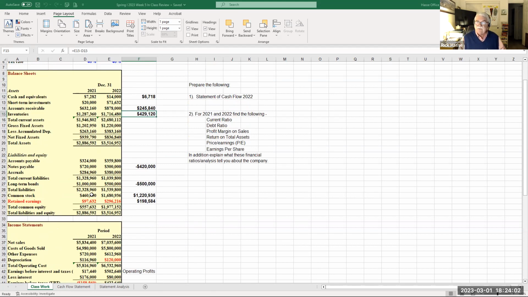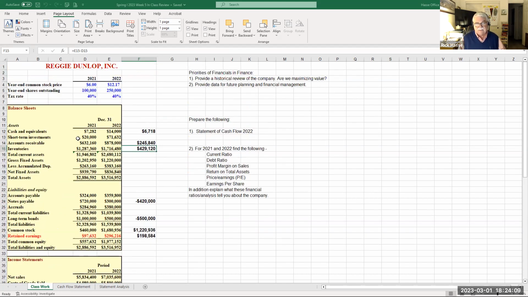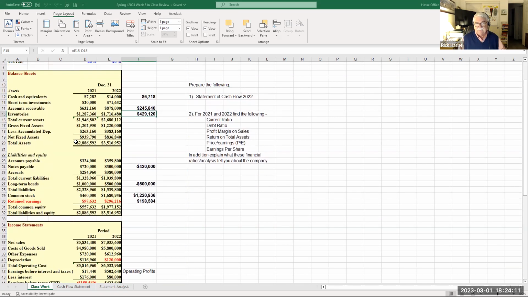Now we learn in chapter 12 another financial statement that combines both of these financial statements, the balance sheet and the income statement. Just to refresh your memory, remember the balance sheet is a statement of things that you own in your business, assets, things that you owe, liabilities, and the ownership share of the assets, equity of your company. And it's on a given date.